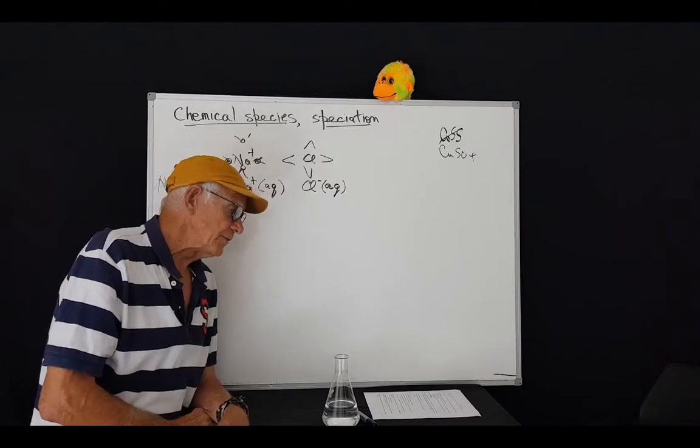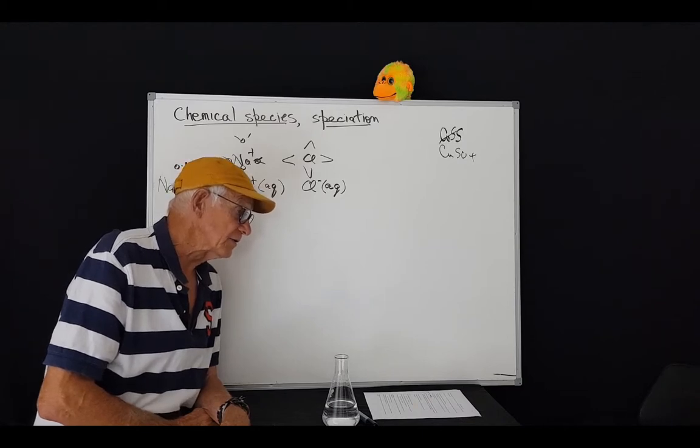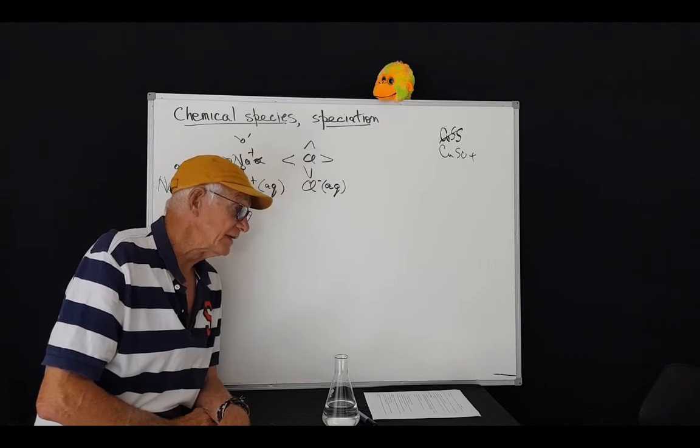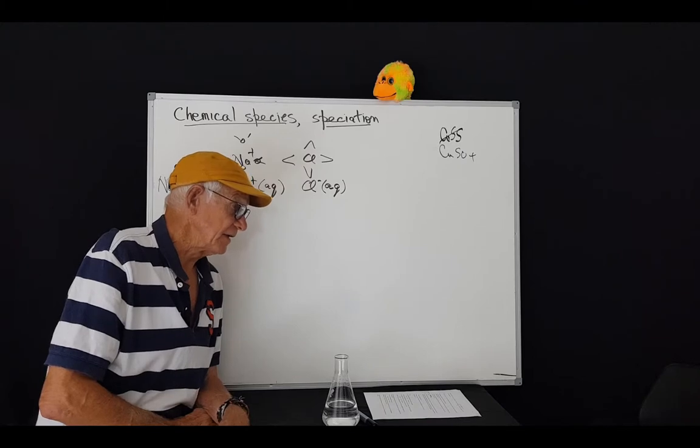Let me give you a clue. Solutions of sodium sulfate in water are colourless. We're talking about copper sulfate, and I'm telling you that solutions of sodium sulfate, potassium sulfate are colourless.